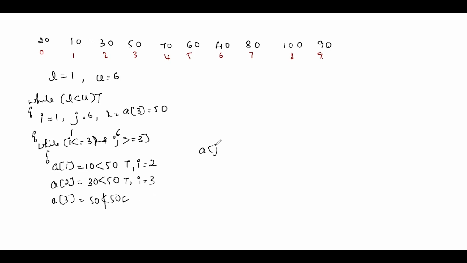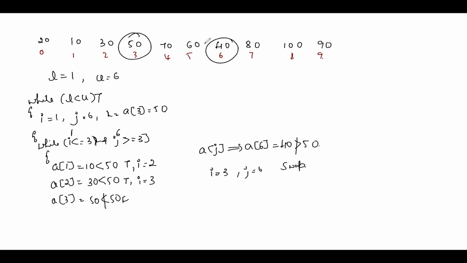Next, let us check for A of j. A of j is nothing but A of j value we have is 6. A of 6 is equal to 40. Is it greater than 50? It is not. Hence, in the first attempt itself, it fails. Hence, we are going to stop here. So i is equal to 3 and j is equal to 6 is where we have stopped. Hence, we are going to swap those two values. So i is equal to 3, hence 50 and 40. These are the values we are going to swap.